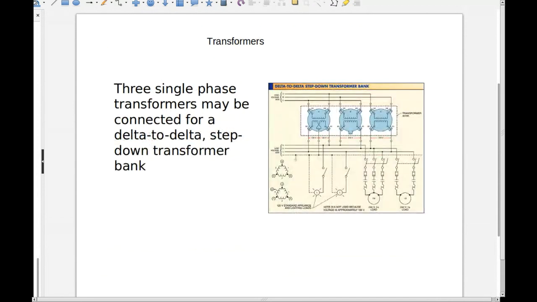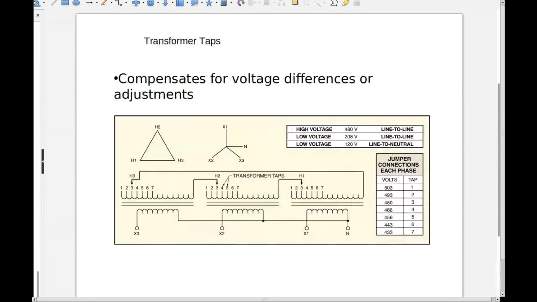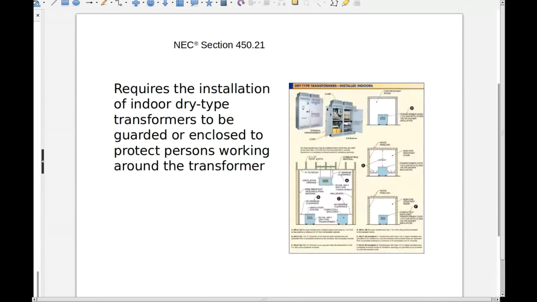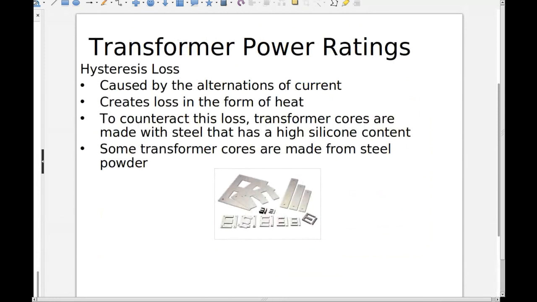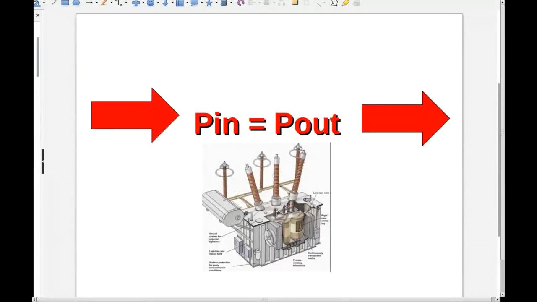All right, we're going to talk about the three-phase next week, so I'm going to flip through that. I'd say the core thing is right here: with an ideal transformer, power in is equal to power out.